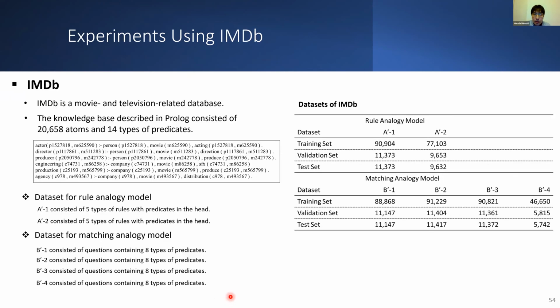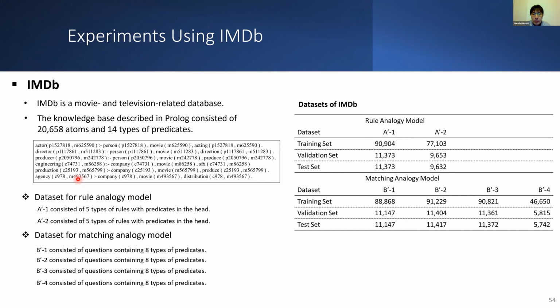Next, we evaluated the system using IMDb. IMDb is a movie and television-related database. The knowledge base described in Prolog consisted of 20,658 atoms and 14 types of predicates. This is examples of IMDb.